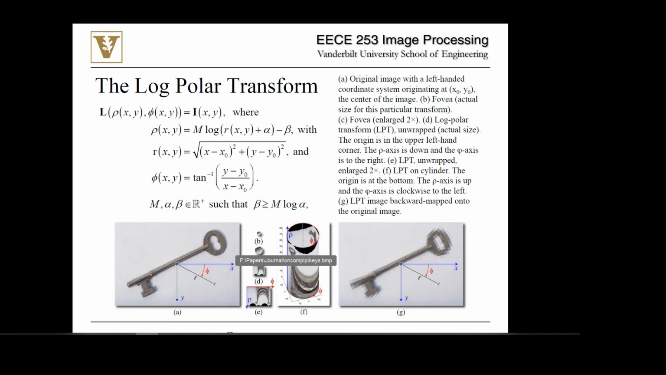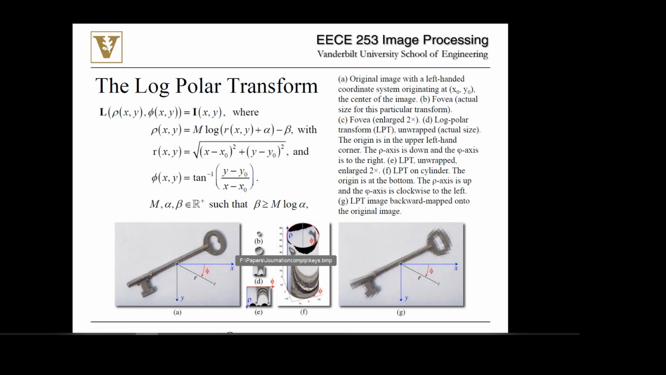So given X and Y, how to calculate rho and phi. This is done in this way. You give me X and Y, and you give me the point you're looking at, so this is where the fovea is looking. I will compute R, and from R, I will make this transformation. All these are parameters: M, alpha, and beta are parameters. They are numbers that I need, real numbers that are positive. And there is a constraint: beta has to be larger than this.